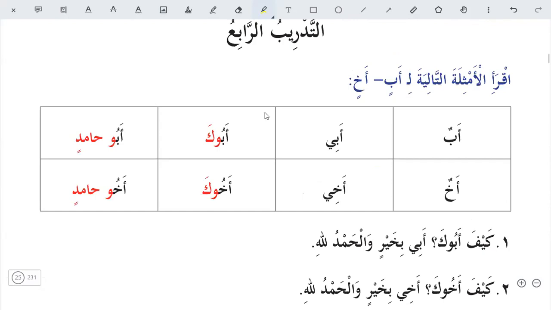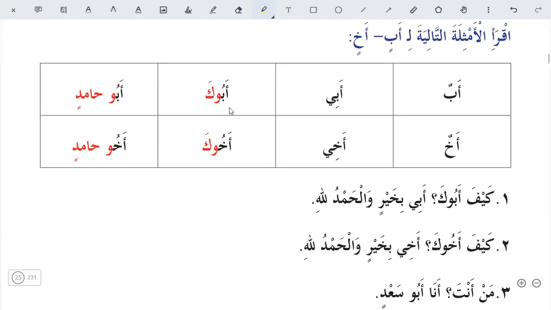Now we learn about the Abu and Akhu. We have already learned that when Abu and Akhu are the mudaf, they take an extra vowel. So it is Abuka, your father. Abu Hamidin, Hamid's father. Akhu Hamidin, Hamid's brother. Akhuka, your brother. Abi, my father. Abuka, your father. Abu Hamidin, Hamid's father. When it is with the third person, it doesn't take an extra vowel.